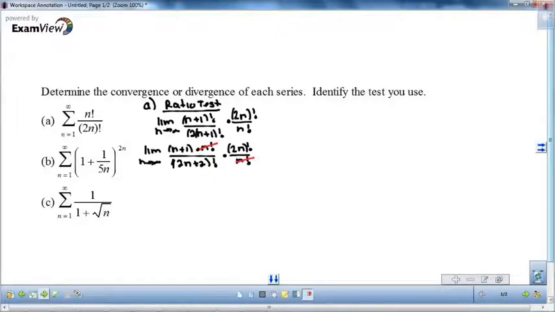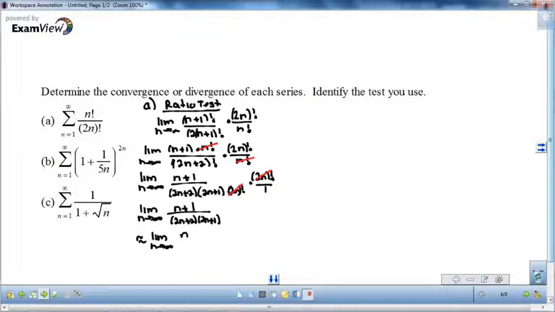So my n's cancel. When I rewrite it, I can write it as 2n plus 2, 2n plus 1, 2n factorial, because that's what I want to cancel. So I'm left with this series. Since n is going to infinity, this is similar to n over 4n squared. Remember, we're looking at the highest power in the numerator and the highest power in the denominator, which is 1 over 4n. So this is going to 0. Because 0 is less than 1, this converges by the ratio test.